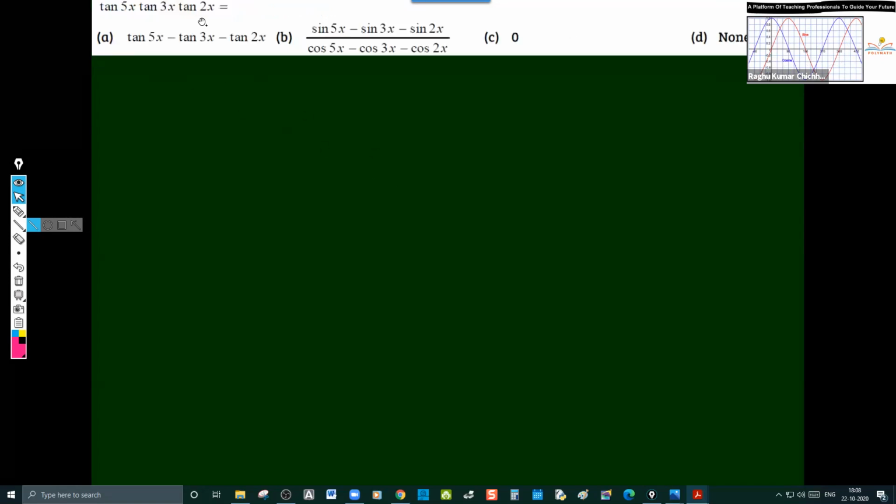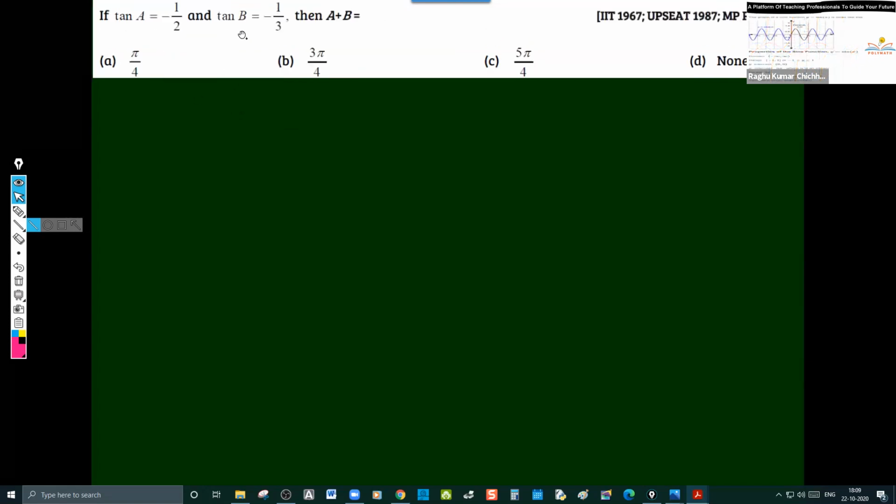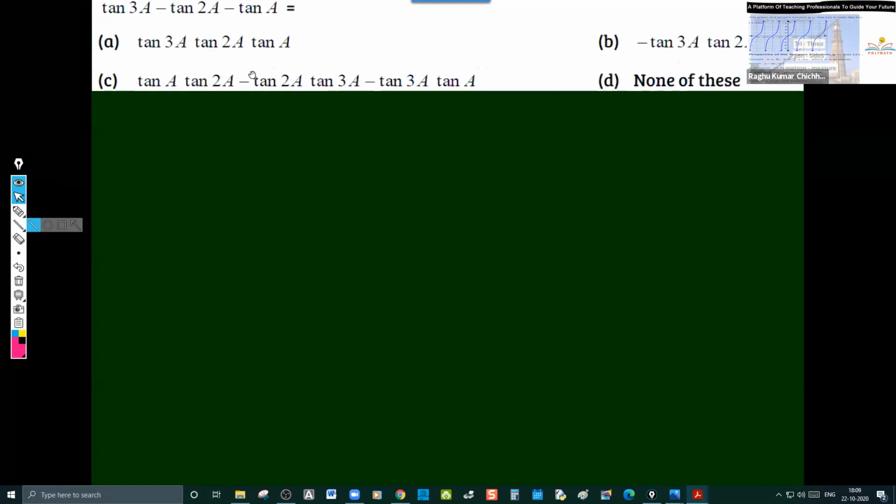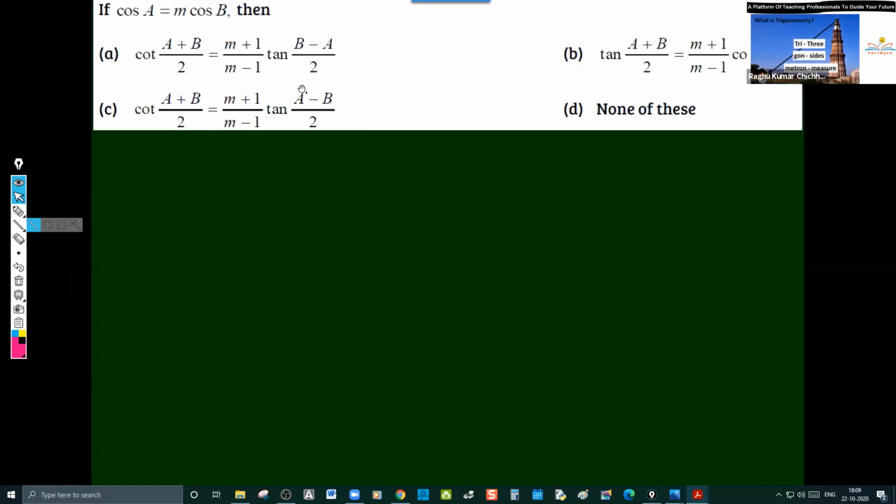Put alpha 0. And here also cos 105, sin 105. And tan 5x, tan 3x, tan 2x is also easy, but it depends on a particular identity, which we will be learning. Some standard results, we'll be learning before doing these problems. Tan A given, tan B given, and you have to find out A plus B. Because tan A and tan B are given, you can find out tan of A plus B, and thereby the angle. Cos of A minus B given, tan A, tan B given, then you have to find out the values according to the options. This is also based on an identity.